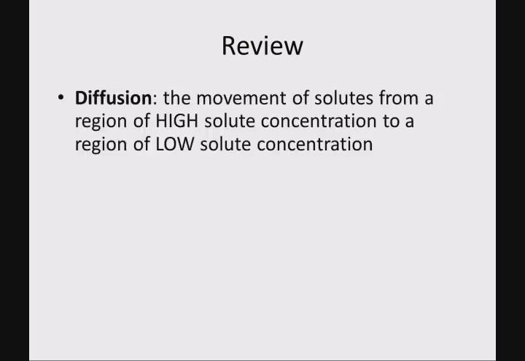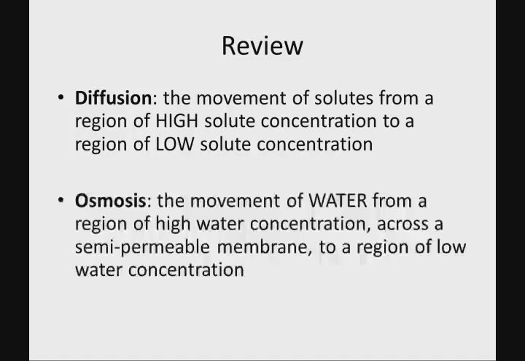Let's review it. So remember, diffusion is the movement of solutes from a region of high solute concentration to a region of low solute concentration. Osmosis is now going to be very specifically referring to water and water only. It's the movement of water from a region of high water concentration across a semipermeable membrane to a region of low water concentration. Now, in this definition of osmosis, we have to put in that semipermeable membrane, because if we don't, we'll just have regular diffusion, right? So it has to be a semipermeable membrane that only allows water to move across it.